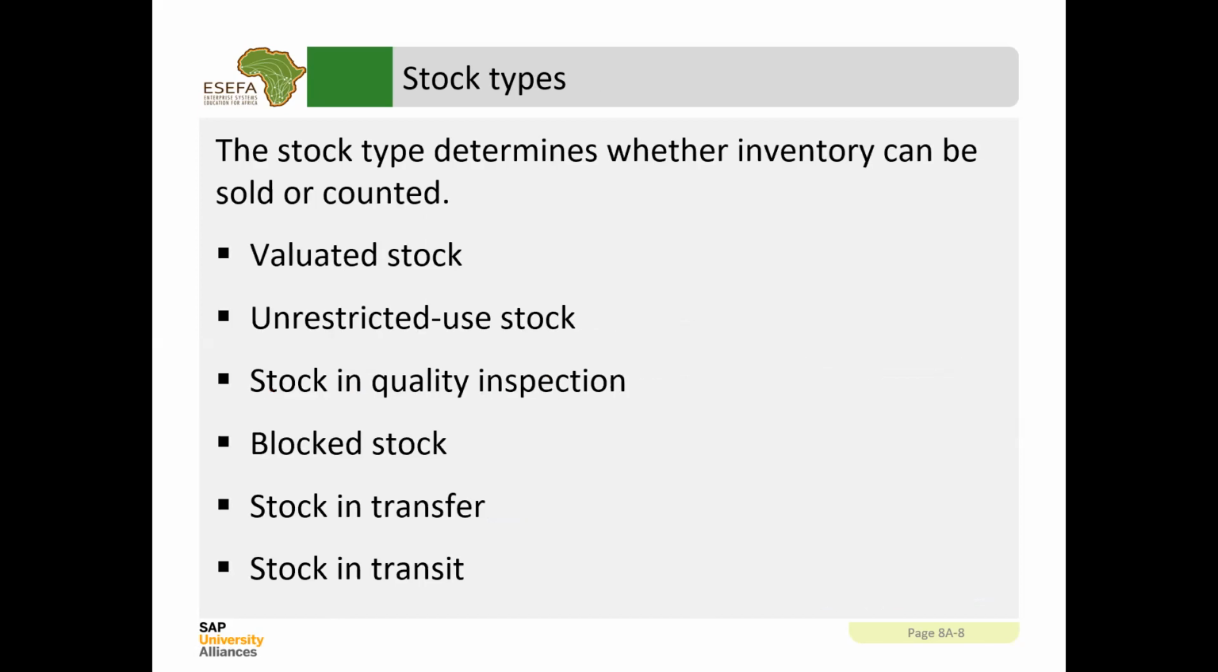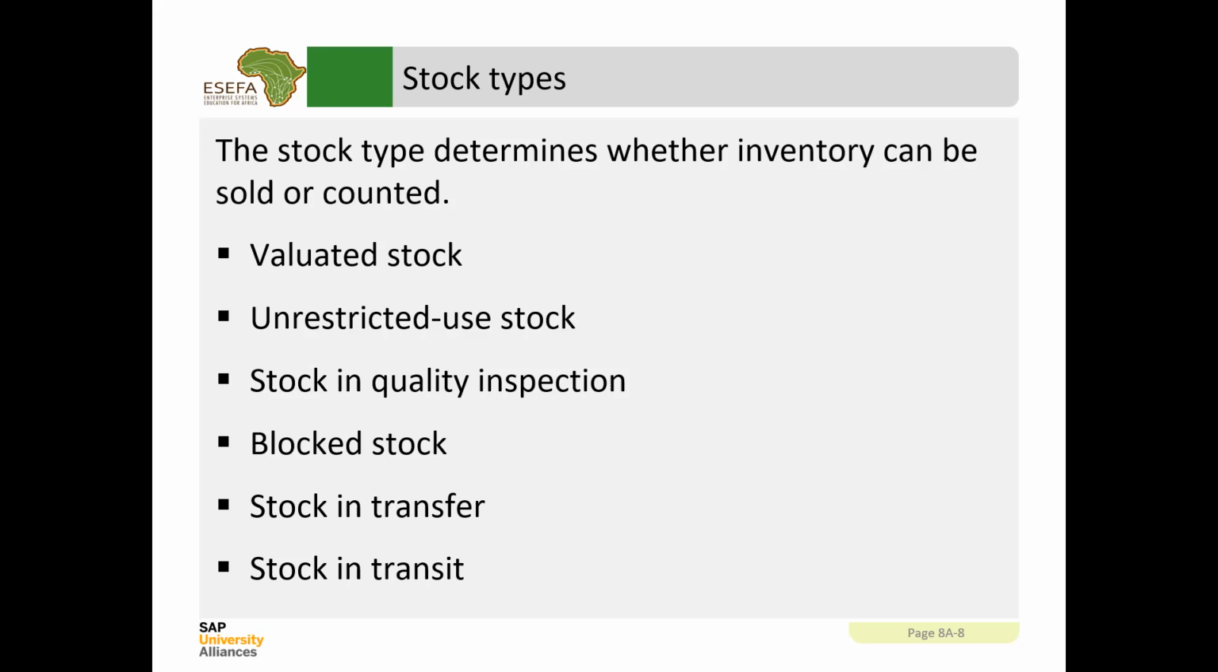So what are the different stock types that you see in the master view? You see valuated stock. This is determined by whether the inventory is to be sold or to be counted. So valuated stock, unrestricted use stock, stock in quality inspection, blocked stock, stock in transfer, then stock in transit. So these are the different categories of stock.